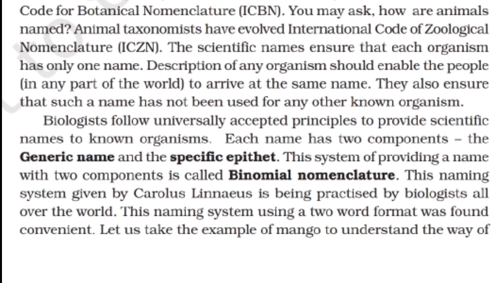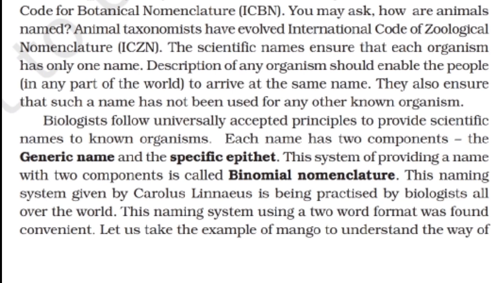Animal taxonomists have evolved the International Code of Zoological Nomenclature (ICZN). The scientific names ensure that each organism has only one name. Descriptions of any organism should enable people in any part of the world to arrive at the same name. They also ensure that such a name has not been used for any other known organism.